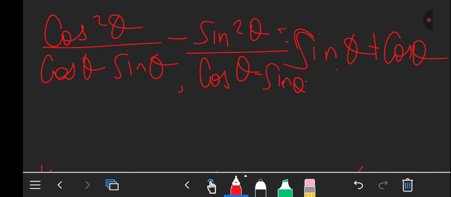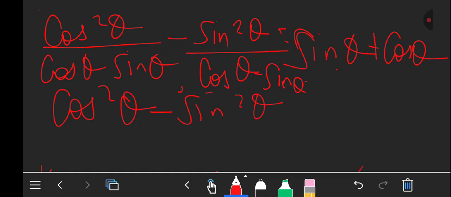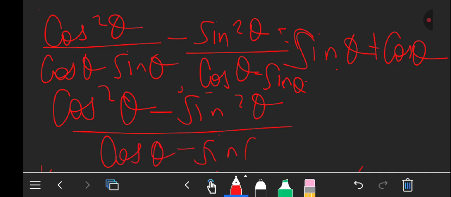Right, now what can we do at this point? At this point, we can now subtract, because the denominators are the same. So we are going to say cos squared theta minus sin squared theta over just one denominator, because the common denominator is just cos theta minus sin theta. At this point now, you can apply the difference of two squares.